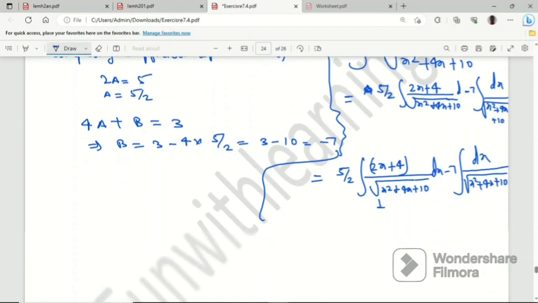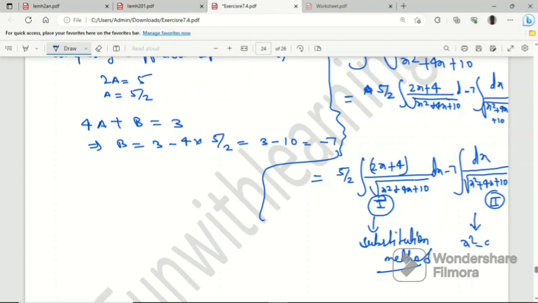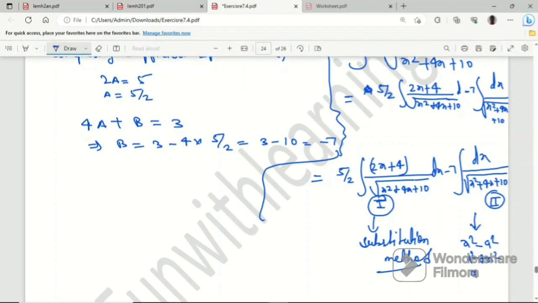Again, you can solve the first part at first by which method? Substitution method you will try, because the differentiation of the denominator is the numerator. And for the second part you can apply this: you need to try to make this quadratic equation in the form of x square minus a square, or it can be a square plus x square, or it can be a square minus x square, whichever form you have to use. So after getting 1 and 2, subtract them and you will get your answer.